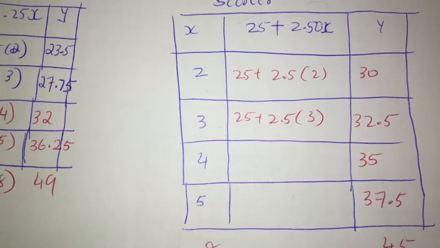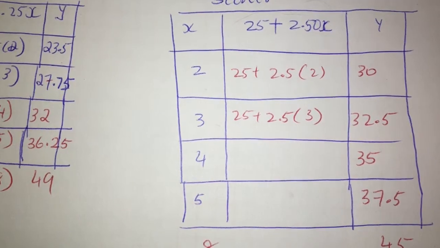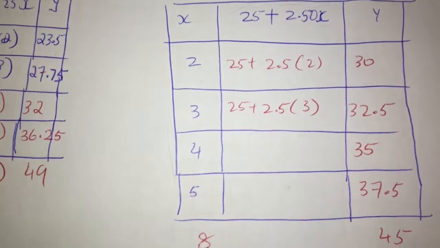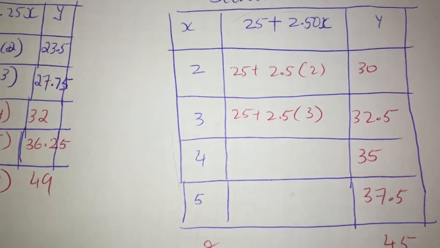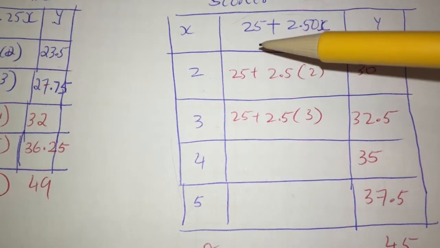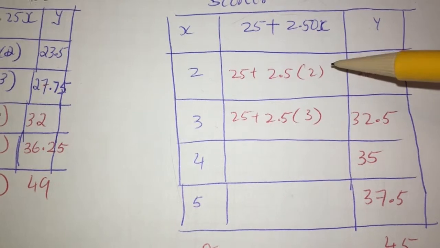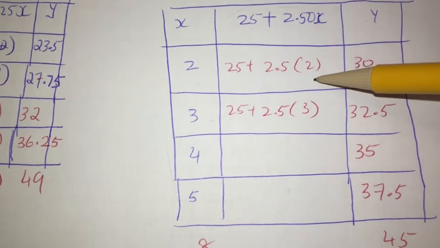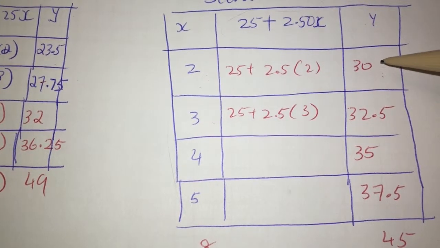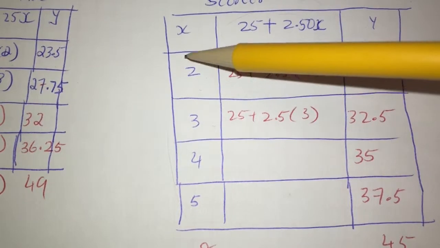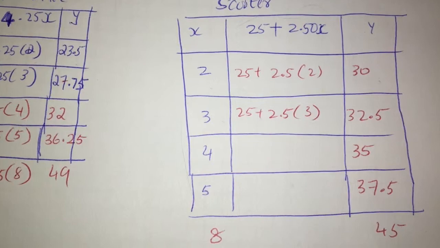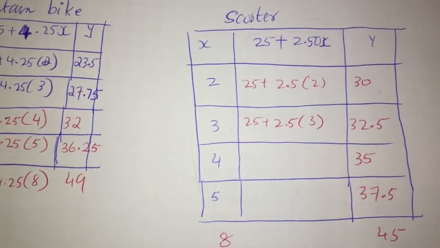So when you substitute the values of x given here, you can find the corresponding values of y. For example, when the value of x is 2, the value of y would be 25 plus 2.5 times 2, and that would be 30. So similarly, find the values of y for each value of x here. Okay, if you need to, take a look at this table.